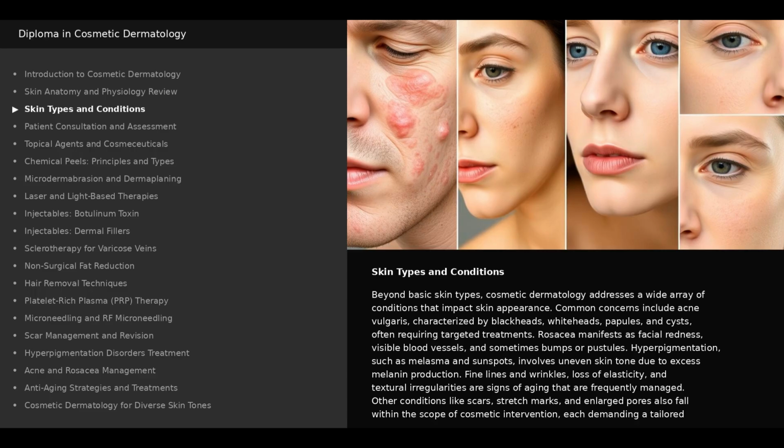Fine lines and wrinkles, loss of elasticity, and textural irregularities are signs of aging that are frequently managed. Other conditions like scars, stretch marks, and enlarged pores also fall within the scope of cosmetic intervention, each demanding a tailored approach for effective improvement.